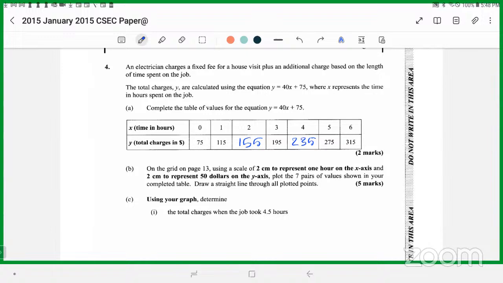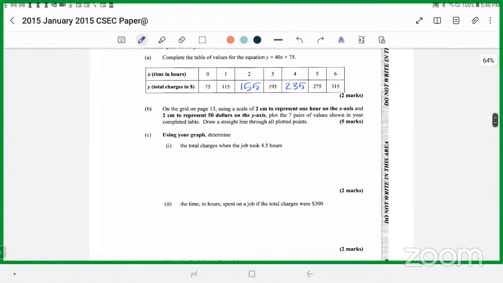And then the question says, on the grid on page 13, use a scale of 2 centimeters to represent 1 hour on the x-axis and 2 centimeters to represent $50 on the y-axis. Plot the 7 pairs of values shown in your completed table. Draw a straight line graph. So basically you're drawing this graph, guys. It must cross the y-axis at 75 and must have a gradient of 40. That's the line you're drawing.